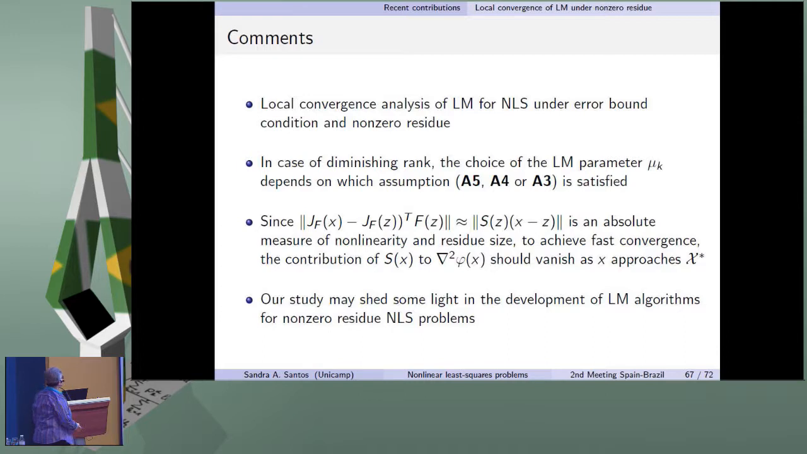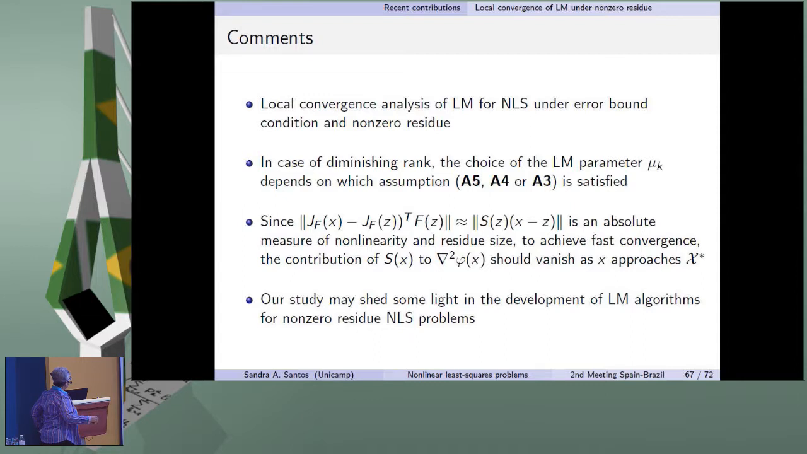So all in all, in this analysis, we have considered nonlinear least squares problems with non-zero residue and used a narrow bound condition upon the norm of the gradient to perform the analysis. The parameter μk has to be chosen depending on the condition in case of the diminishing rank of the Jacobian.